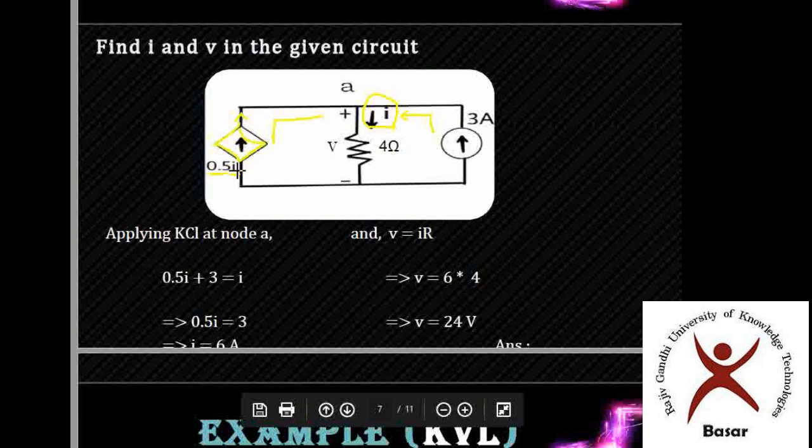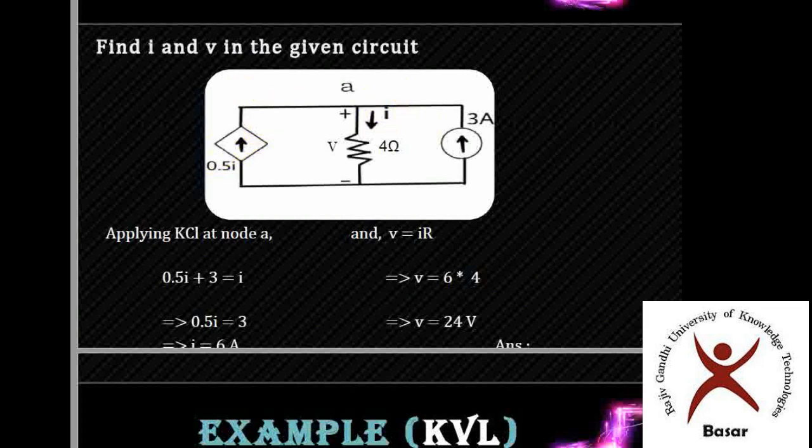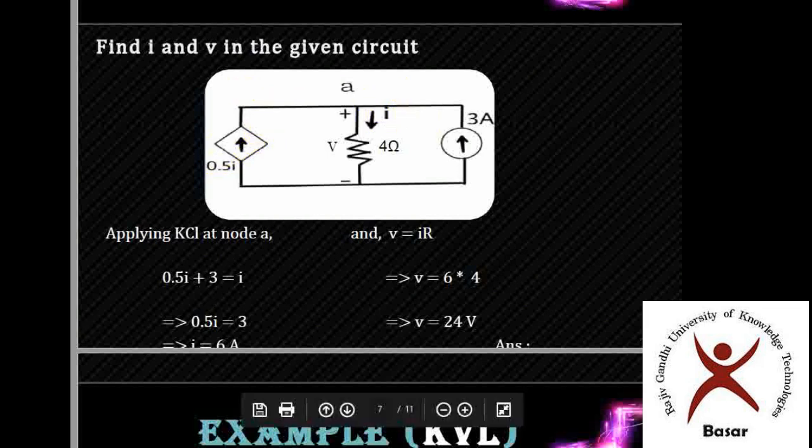So the dependent current is based on the current in the 4 ohm resistor. If you change the current in the 4 ohm resistor, the dependent current source value will change. If I equals 2, the dependent current source value will be 0.5 into 2, that is 1 amp. If I through the 4 ohm resistor is 4, the value will be 0.5 into 4, that is 2 amps. So this is nothing but a current dependent current source.